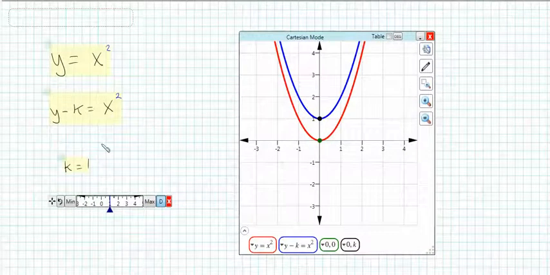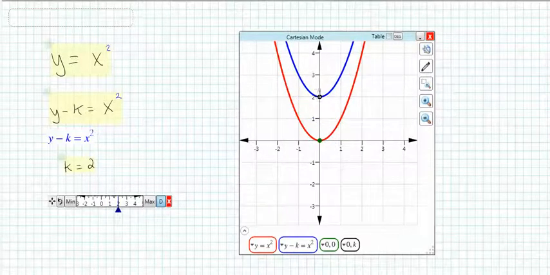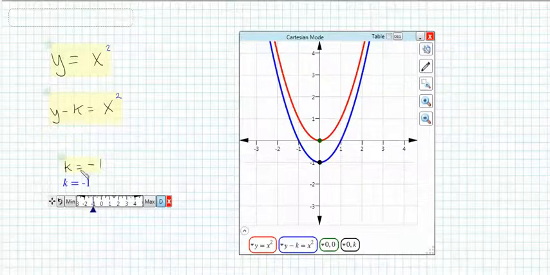How about replacing y with y minus k? What we can see is when k is positive, it moves it up, and when k is negative, for instance, k is negative 1, it moves the entire graph down 1. That's again replacing y with y minus k.